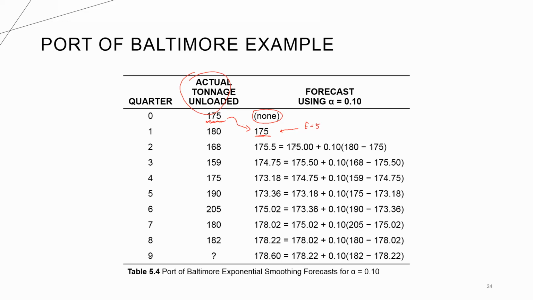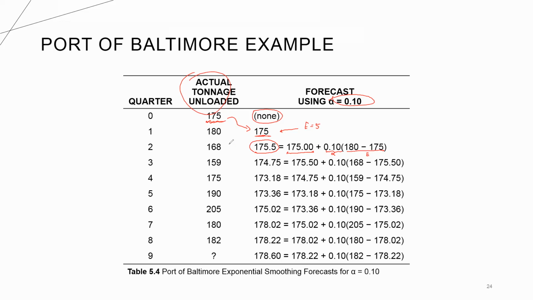So we're going to do our formula now. The new forecast is going to be the old forecast, 175, plus alpha. They've given us alpha equals 0.1, which is going to lead to quite a smooth forecast. Alpha times the error, which was 5. So 175 plus 0.1 times 5 gets us 175.5. This is our new forecast here. So we got a new forecast from the old forecast and from its error.